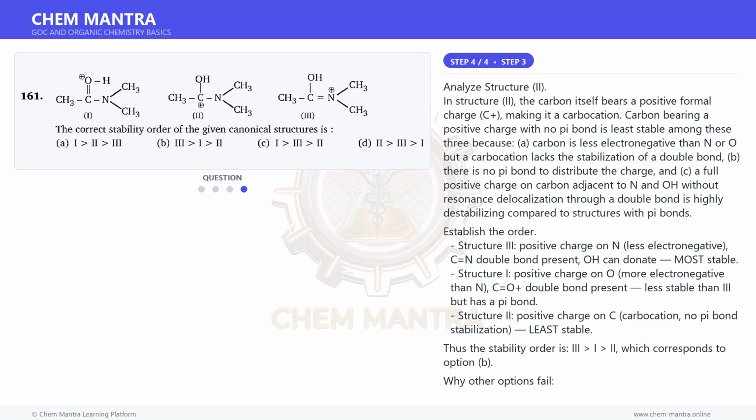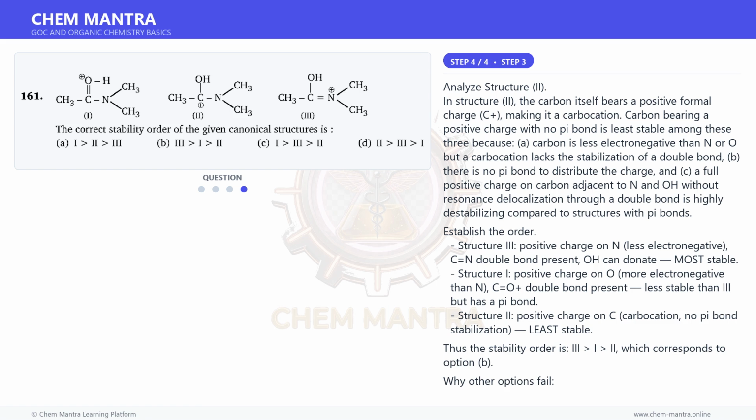And for the final step, analyze structure 2. In structure 2, the carbon itself bears a positive formal charge, C+, making it a carbocation. Carbon bearing a positive charge with no pi bond is least stable among these three because: A. Carbon is less electronegative than N or O, but a carbocation lacks the stabilization of a double bond. B. There is no pi bond to distribute the charge, and C. A full positive charge on carbon adjacent to N and O without resonance delocalization through a double bond is highly destabilizing compared to structures with pi bonds.